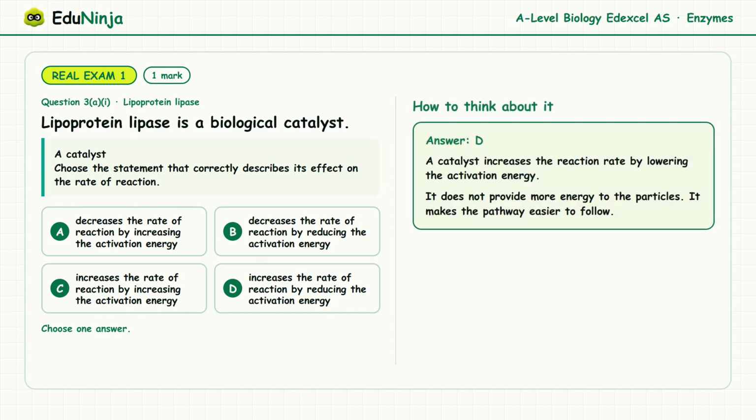The answer is D. A catalyst increases the rate of reaction by reducing the activation energy. It does not provide extra energy. It makes an alternative pathway easier.